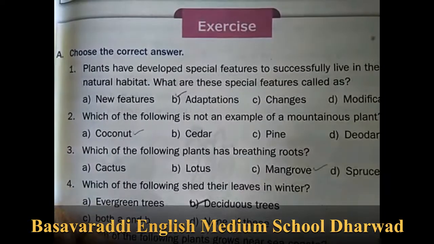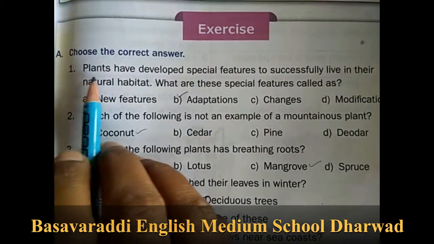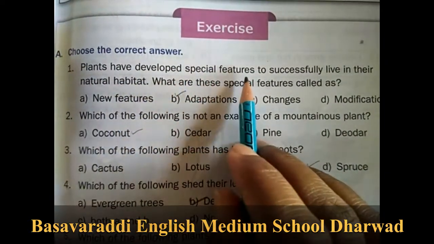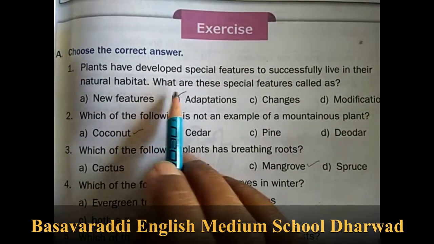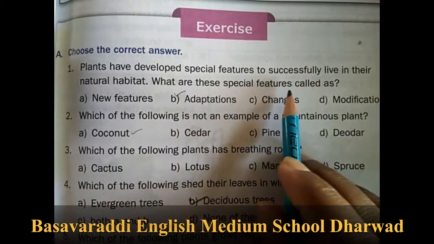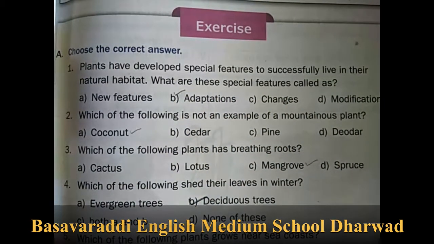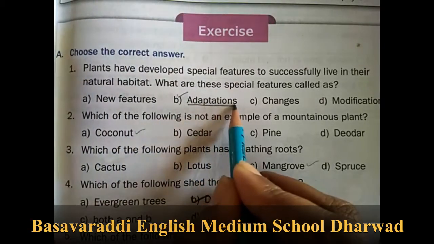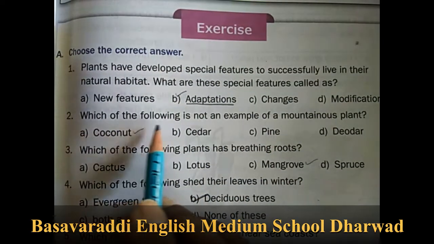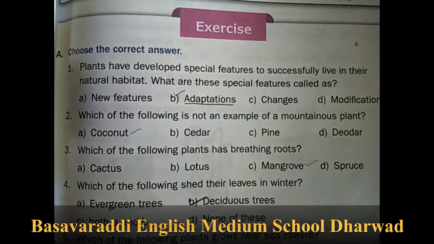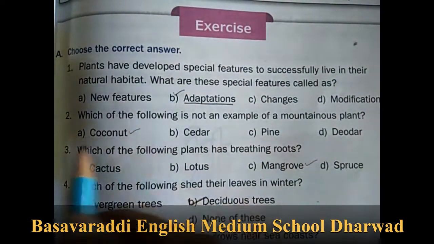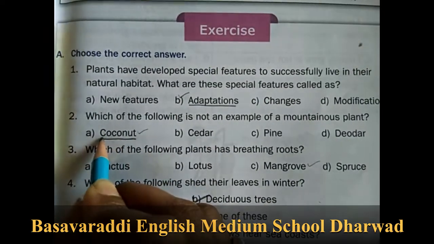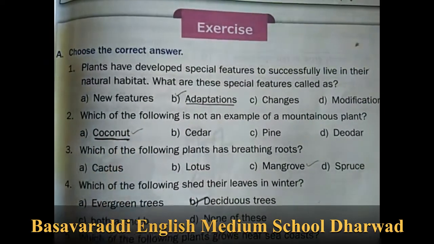Okay, next go to the exercise part. Choose the correct answer. Plants have developed special features to successfully live in their natural habitat. What are these special features called? That is adaptation. Which of the following is not an example of a mountainous plant? The correct answer is coconut.